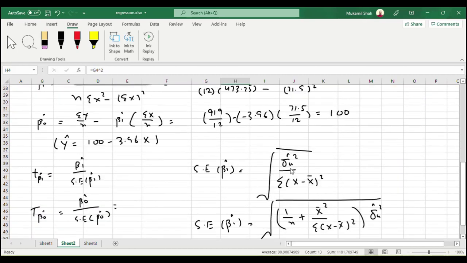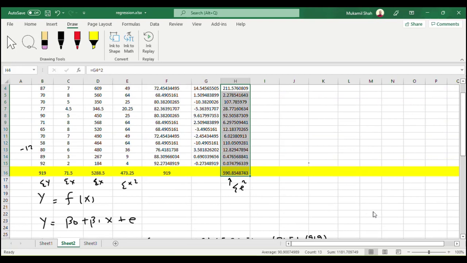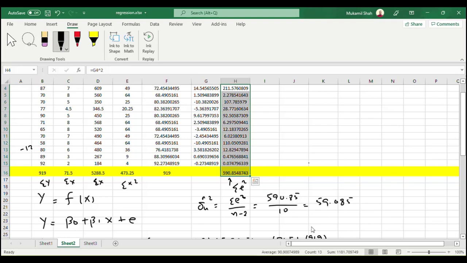Alright, now we need to calculate sigma u hat square. The question is, how can we calculate sigma u hat square? This is equal to summation E square divided by n minus k. K is the number of parameters, which in our case is equal to 2. One is beta naught hat, the other is beta 1 hat. So this is equal to 590.85 divided by 12 minus 2, which is equal to 10, and this is equal to 59.085. So this is your sigma u hat square.